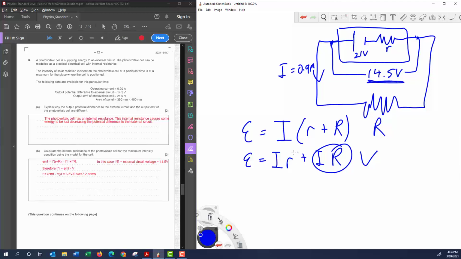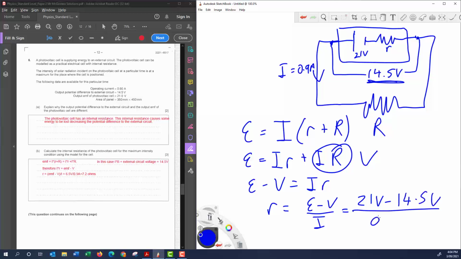So then I want to solve for internal resistance. I'm going to bring that V to the other side, so I've got epsilon minus V equals I r. Then I'm going to divide both sides by I. So I get r is equal to epsilon minus V over I. Epsilon's 21 volts, voltage is 14.5 volts, current 0.9 amps. When I do that division, I get 7.2 ohms as my internal resistance.